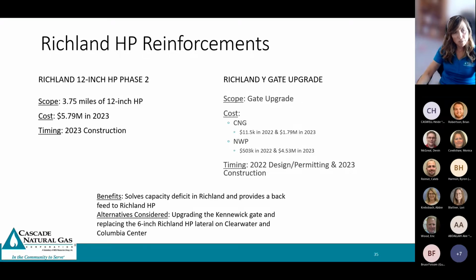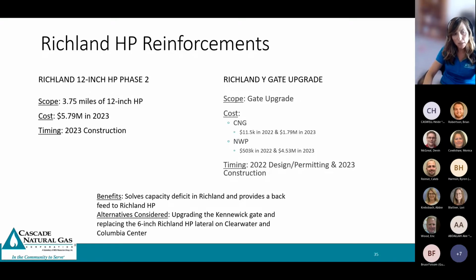Phase 1, I will note, is being completed this year. And then phase 2 is 3.7 miles of 12-inch high pressure. It's looking at 2023 construction. And then the gate upgrade, we're looking at designing it this year and then constructing in 2023. So these two projects combined solve our capacity deficit in Richland and provide a backfeed to the Richland high pressure system.